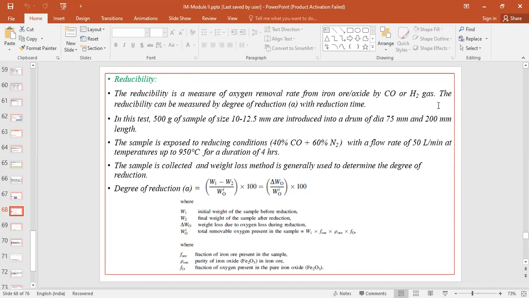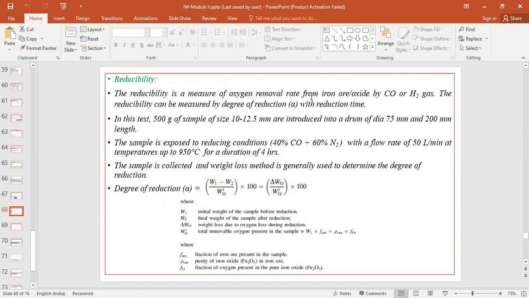So in this test, we need to take 500 grams of a sample of size 10 to 12.5 mm, and these are introduced in a drum of diameter 75 mm and 200 mm in length. The sample is exposed to reduction conditions by supplying 40% CO gas with 60% N2, with a flow rate of 50 liters per minute, at a temperature of up to 900 degrees centigrade, for a duration of approximately 4 hours. Then the sample is collected and the weight loss method is generally used to determine the degree of reduction.